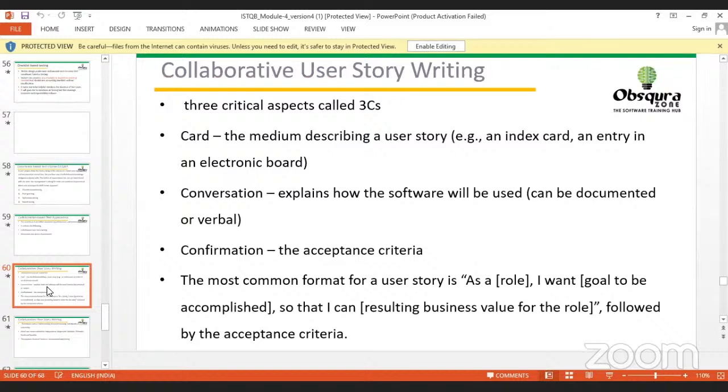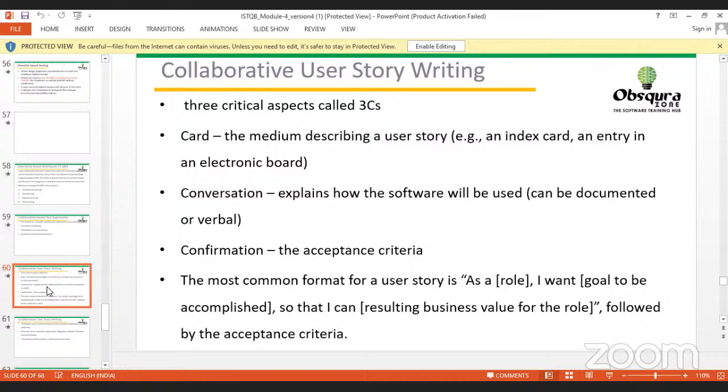So collaborative user story writing. There are three critical aspects called 3Cs: the card, conversation, confirmation. Card is a medium describing a user story. Yesterday I explained about the user story, right? For example, an index card or an entry in electronic form. A card will be something like, as a registered user, I want to reset the password. That will be the user story.